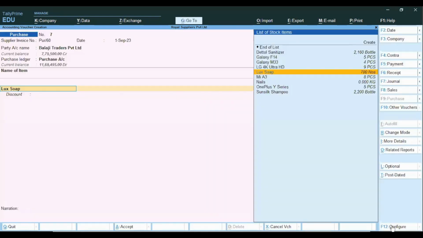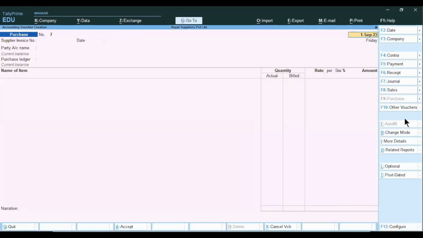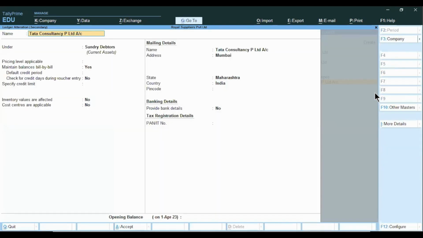Just a minute. Sales invoice has to be there. Okay. Enter. Sales. 1st of September. Party name. Suppose we are selling to Tata Consultancy. Here we can select the price level as wholesaler. Enter.